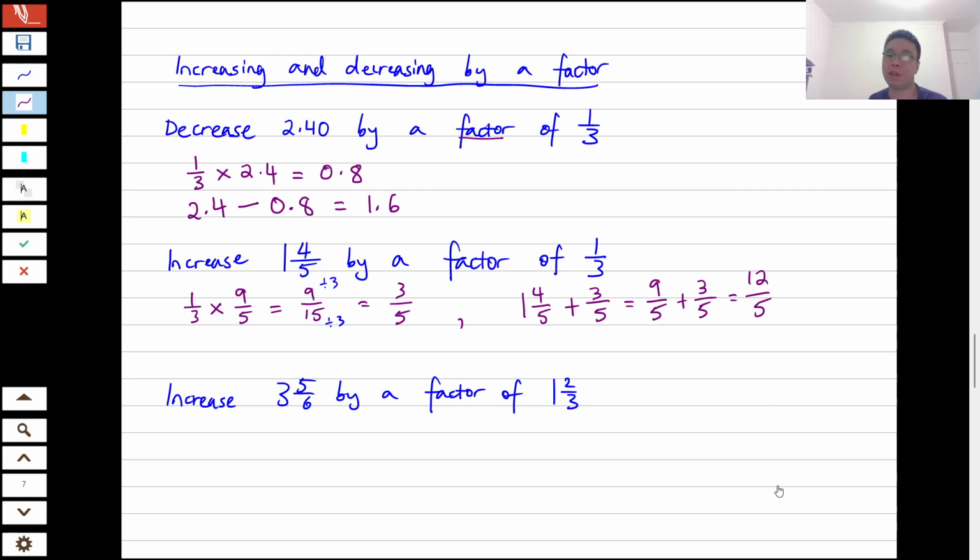9 plus 3 gives me 12. And then I'll convert back to a mixed number, just because the question was given with a mixed number to start with, so it makes sense to give an answer in the same form.